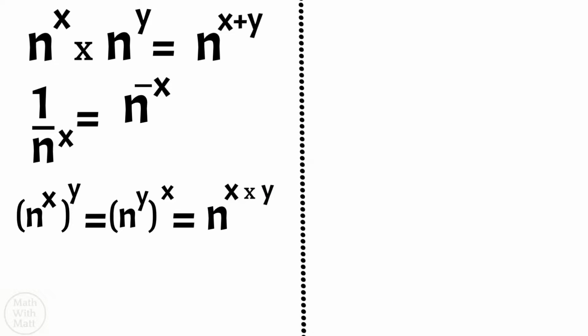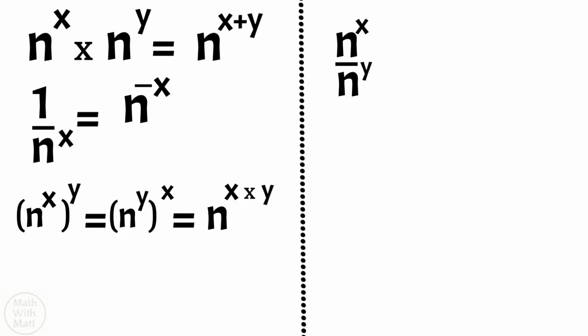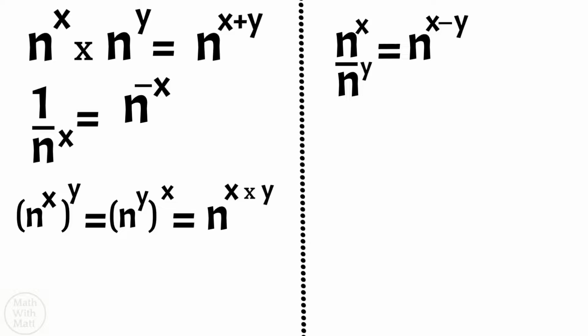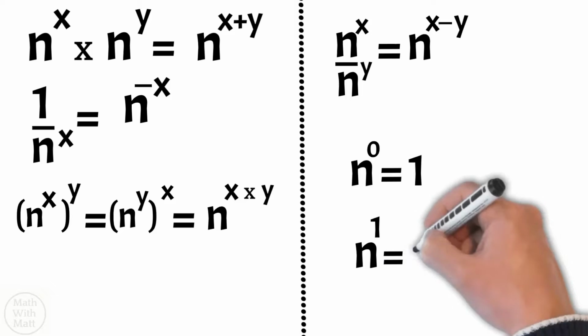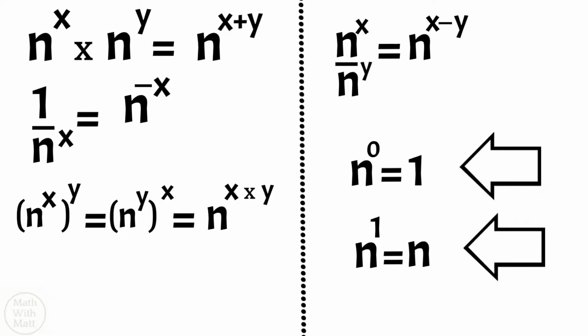Moving forward, we see n to power x divided by n to power y, which comes as n to power x minus y. And lastly, any number n to power 0 is always 1. And n to power 1 is the number n itself. These were the basic properties of indices. Remember these last two, we might need them later on.